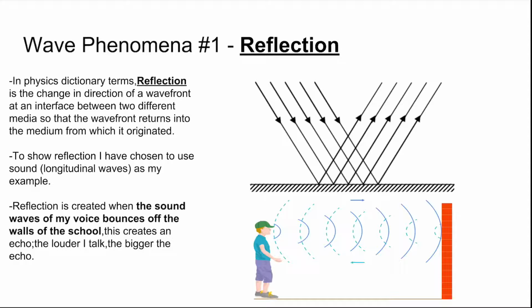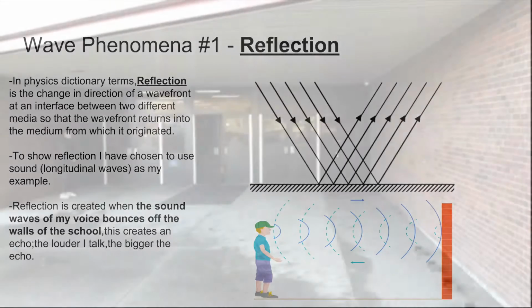To show reflection, I've chosen to use sound, a longitudinal wave, as my example. Reflection is created when the sound waves of my voice bounce off the wall of the school. This creates an echo. The louder I talk, the bigger the echo.